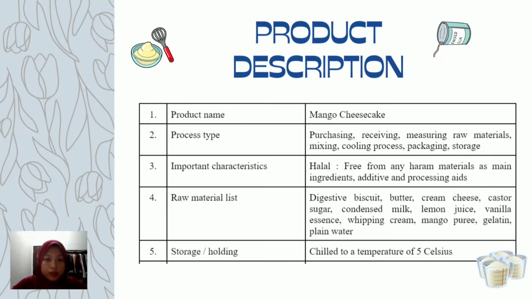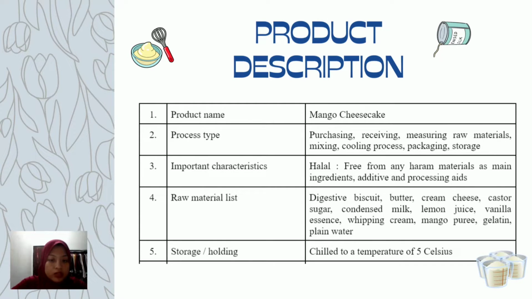Now, let's move on to the product description. The name of the product is mango cheesecake. Then, there are a few types of process involved, which are purchasing, receiving, measuring raw materials, mixing, cooling process, packaging, and storage. Third, the important characteristic is halal, which means it is free from any haram materials as main ingredients, additives, and processing aids. Number 4, the raw material list is digestive biscuit, butter, cream cheese, castor sugar, condensed milk, lemon juice, vanilla essence, whipping cream, mango puree, gelatin, and plain water.